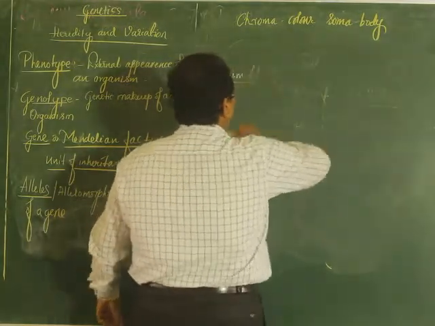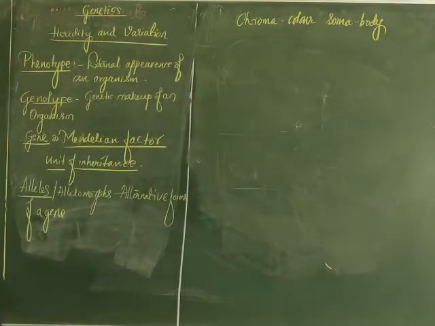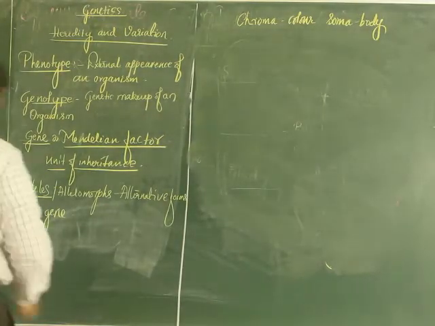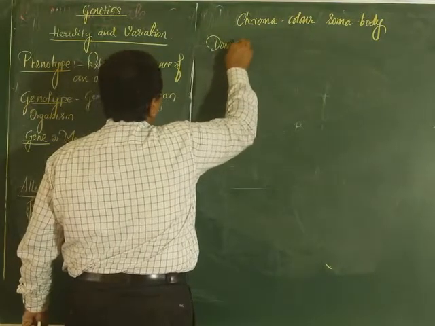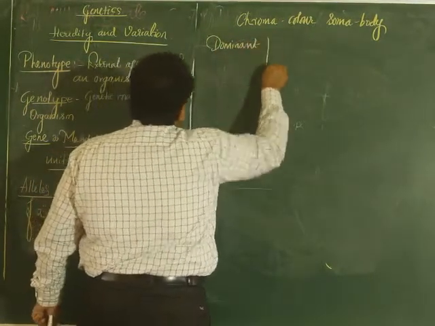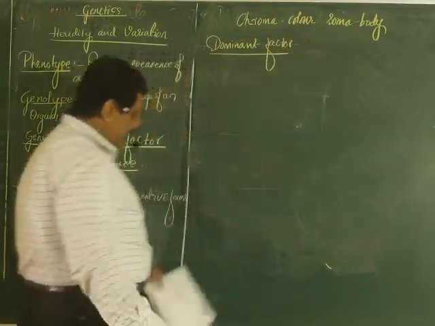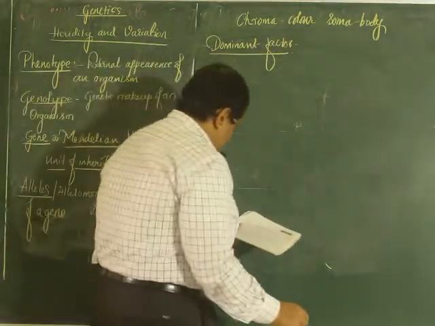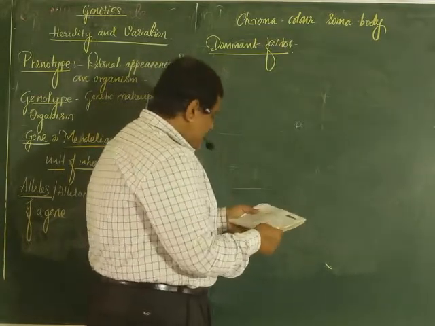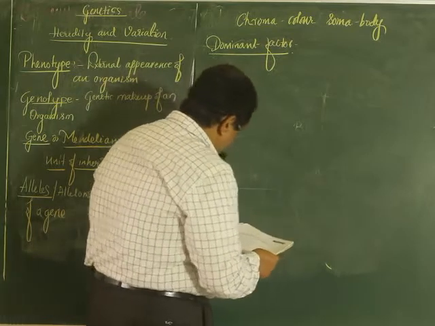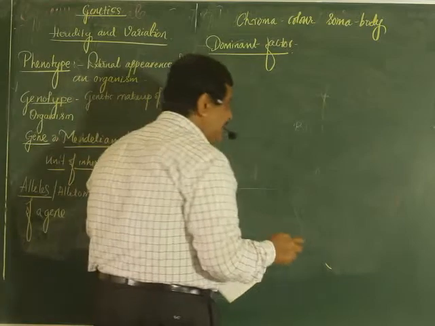Now, I will move to the next definition. That is dominant factor. Out of two alleles, one will be able to express in the F1 in homozygous or heterozygous condition.